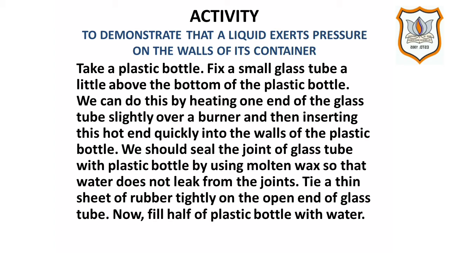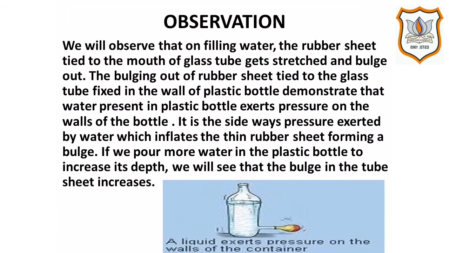We should seal the joints of the glass tube with the plastic bottle by using molten wax so that water does not leak from the joints. Tie a thin sheet of rubber tightly on the open end of the glass tube. Now fill half of the plastic bottle with water. As you can see in the picture, on filling water, the rubber sheet tied to the mouth of the glass tube gets stretched and bulges out.